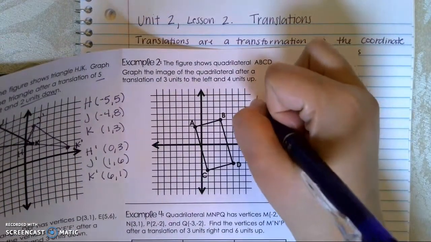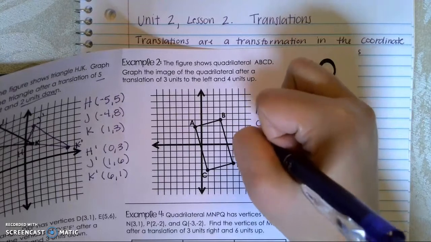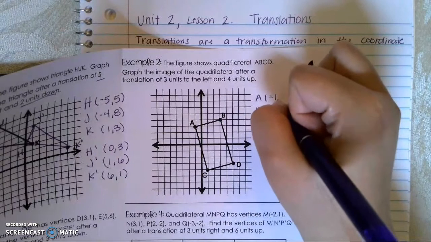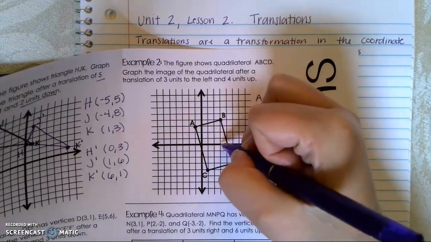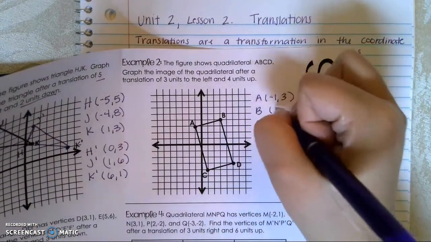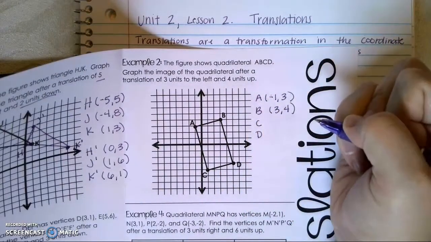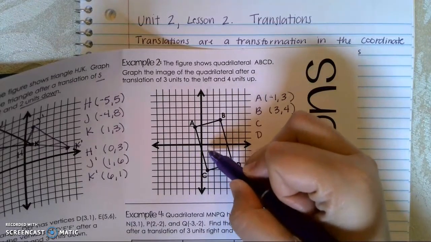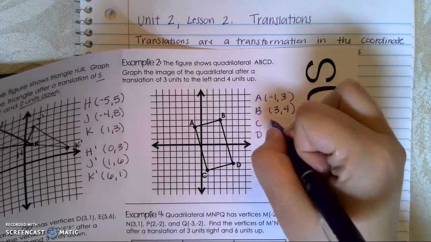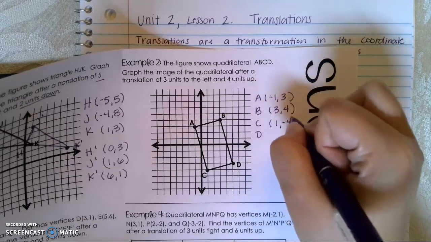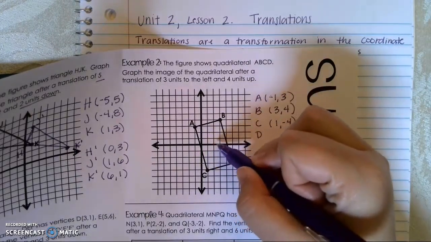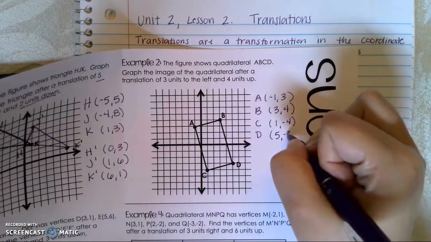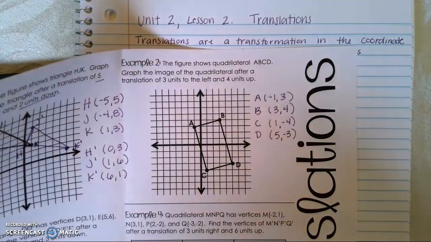Example 2. We have a quadrilateral this time, so we're going to go ahead and label A, B, C, and D. A is at negative 1, 3. B is at 3, 4. And since I went down, C is a negative 4. And then D, 1, 2, 3, 4, 5, 1, 2, 3. 5, negative 3.